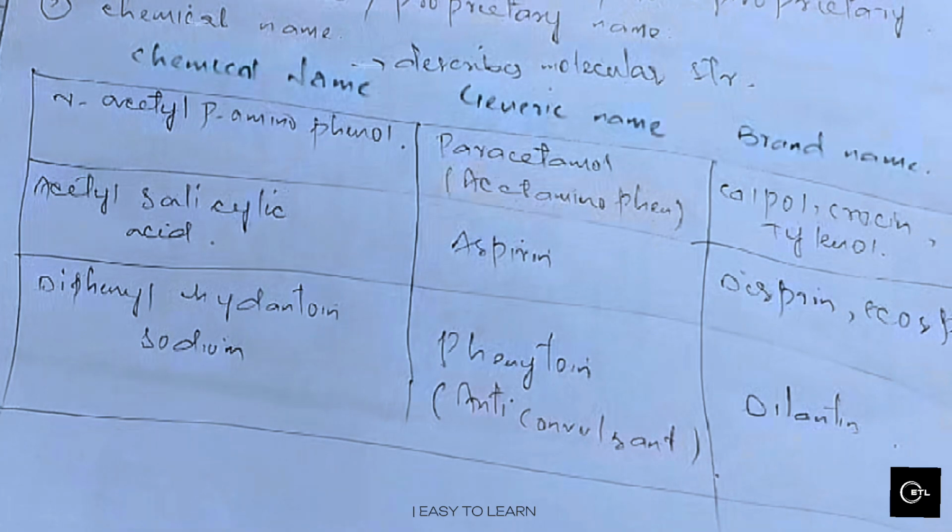So this is all about the drug nomenclature. So in this video we understood that the drugs generally have three names: approved, brand, and the chemical.